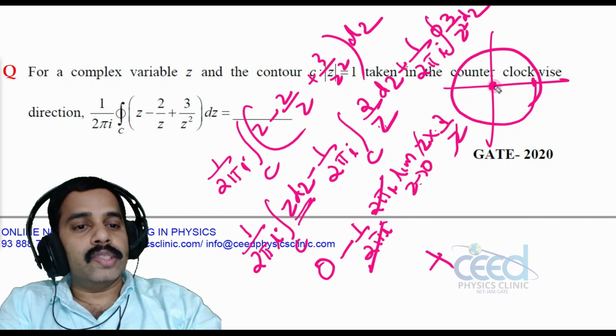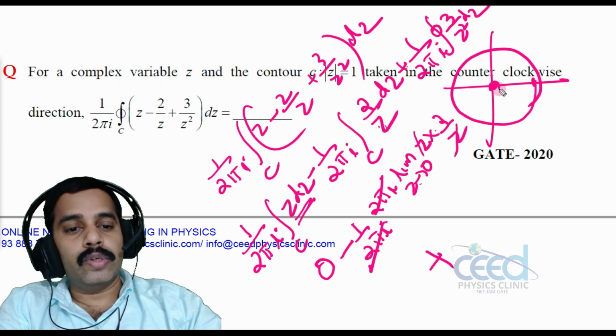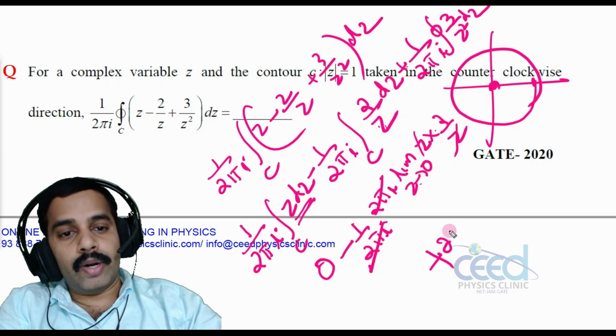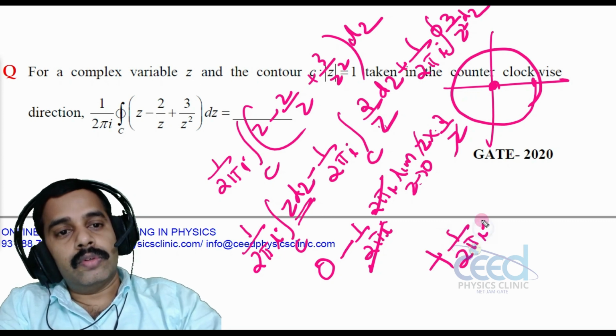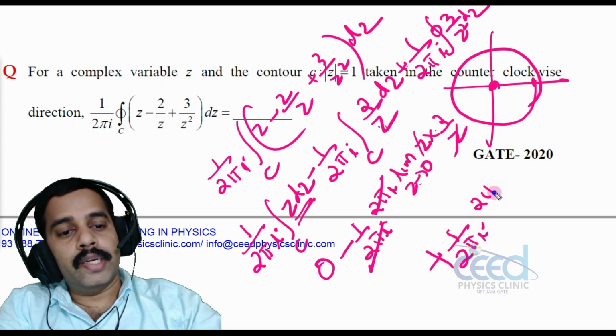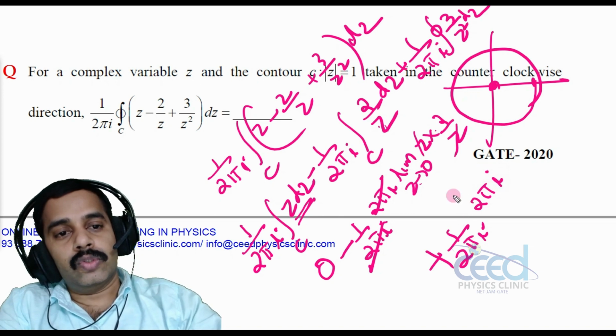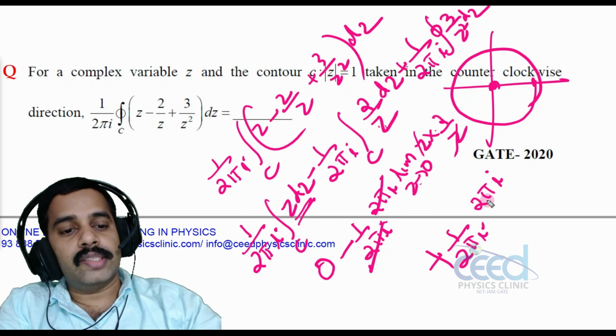That is a double pole, z is equal to 0. So 1 by 2 pi i, that is outside, into the integral, which is 2 pi i into the sum of residues. So 1 by 2 pi is outside, and the integral of this function is 2 pi i into the sum of residues. So what is the residue? That is a double pole.